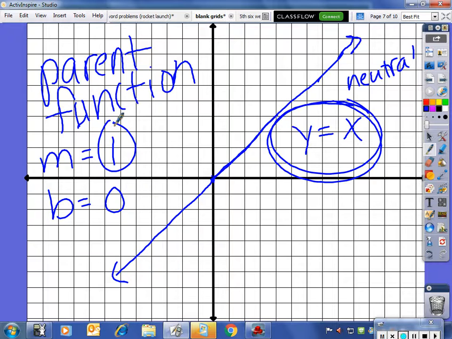Change the y-intercept? Okay, the y-intercept does not affect steepness at all. That's going to change it from a line back to a parabola. Make it a fraction. Okay, let's try making m a fraction. Let's make it y equals 1/2 x.